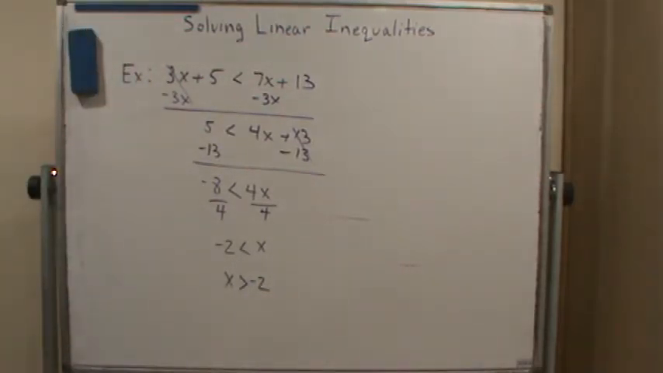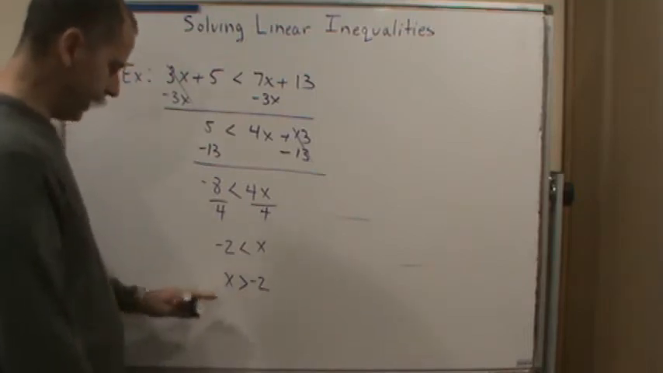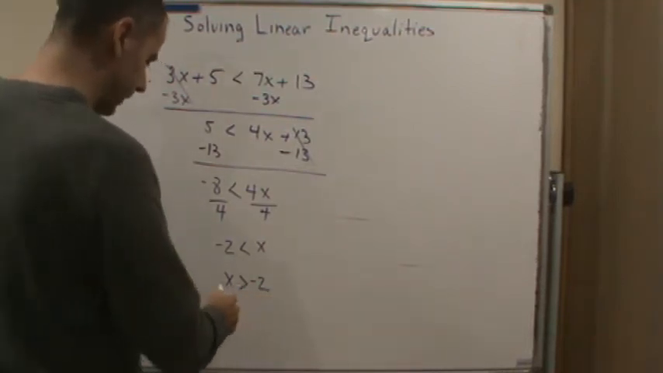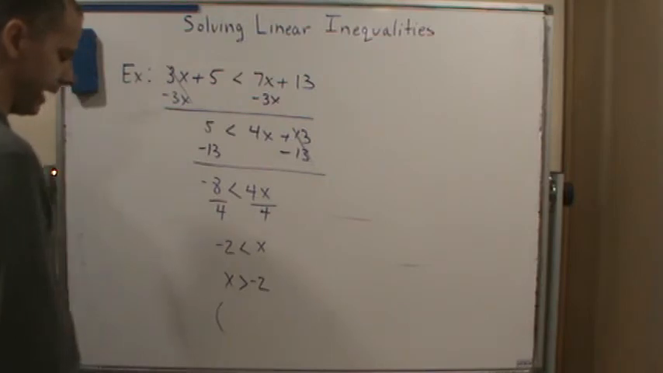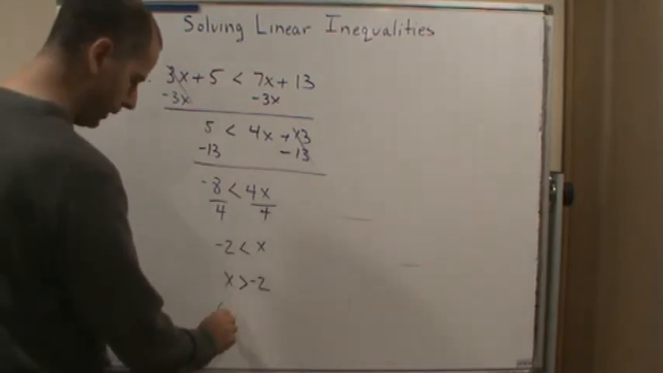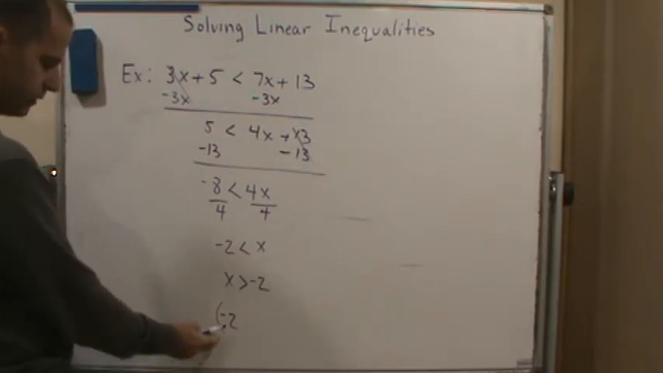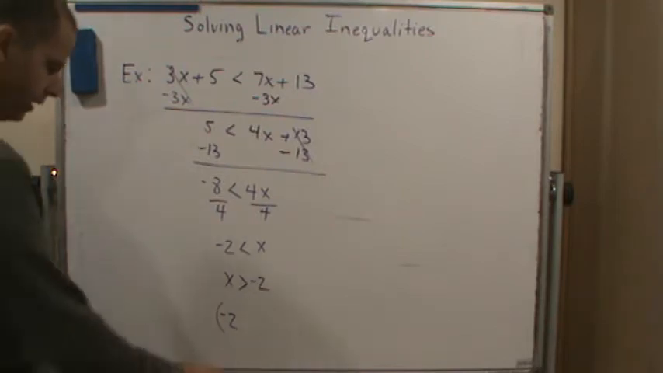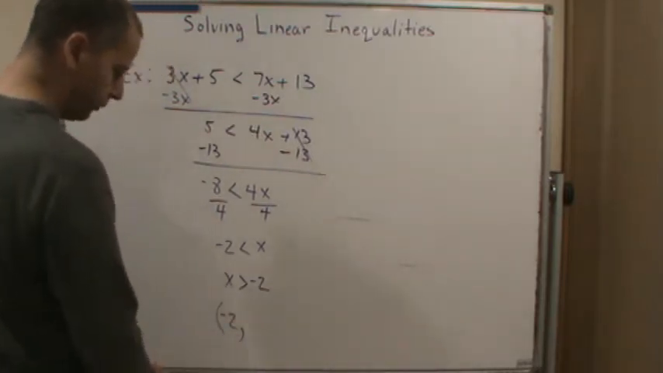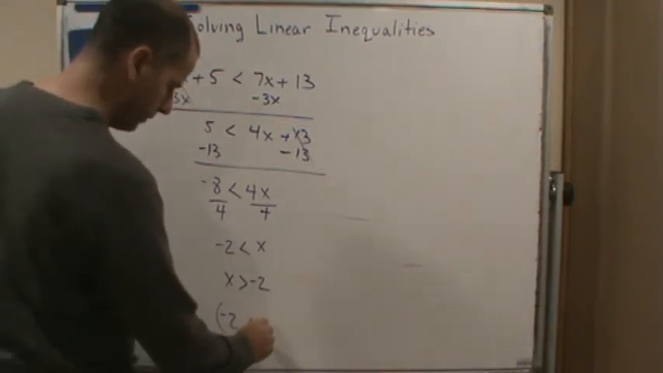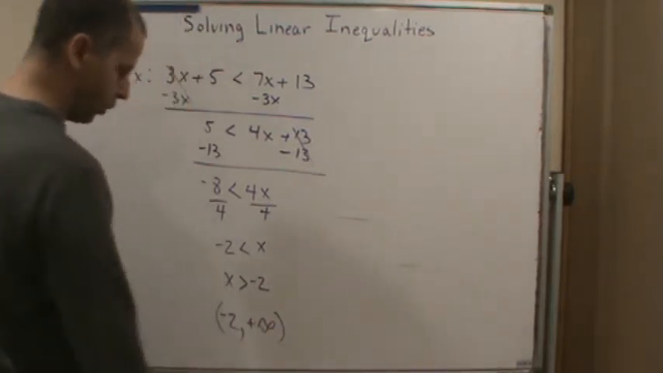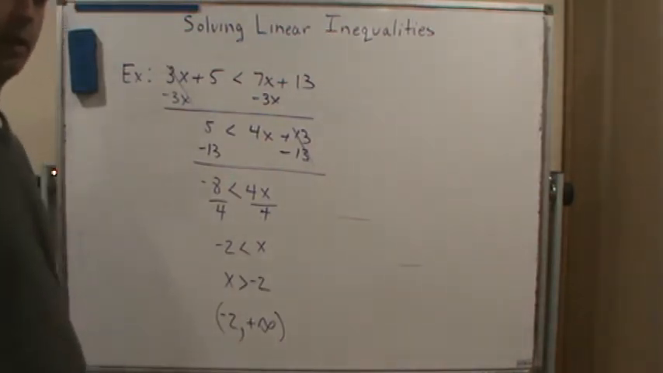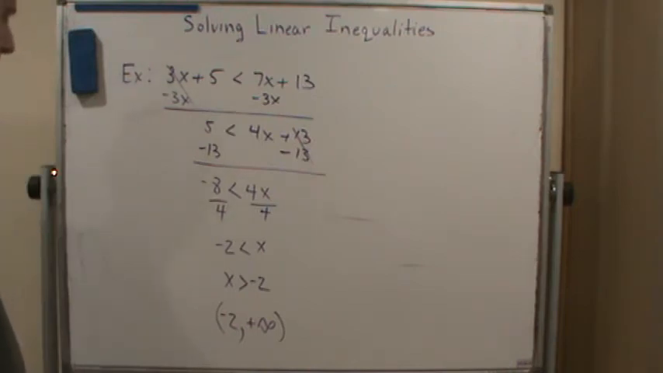Okay? So now, how can I write this? Well, this is the solution, right? I can write it in this way. Or another way I can write it is, I want all values of x that are greater than negative 2. So it would be negative 2 with a parenthesis, right? The parenthesis tells me that I'm not including negative 2 in my set, or in the interval. So I'm going to go from negative 2 to positive infinity. And of course, we always use a parenthesis whenever one of the endpoints is infinite.